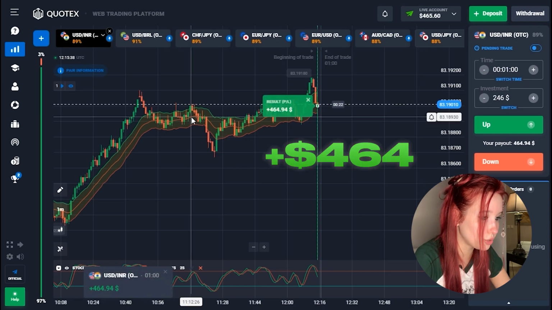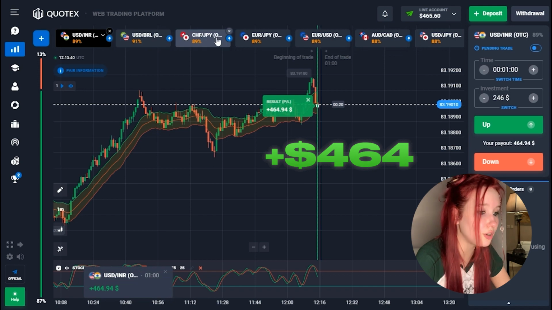Another trade closes with a profit. Guys, this is really the best strategy. It's very simple. Use it in your trading and write in comments how much you have already earned.